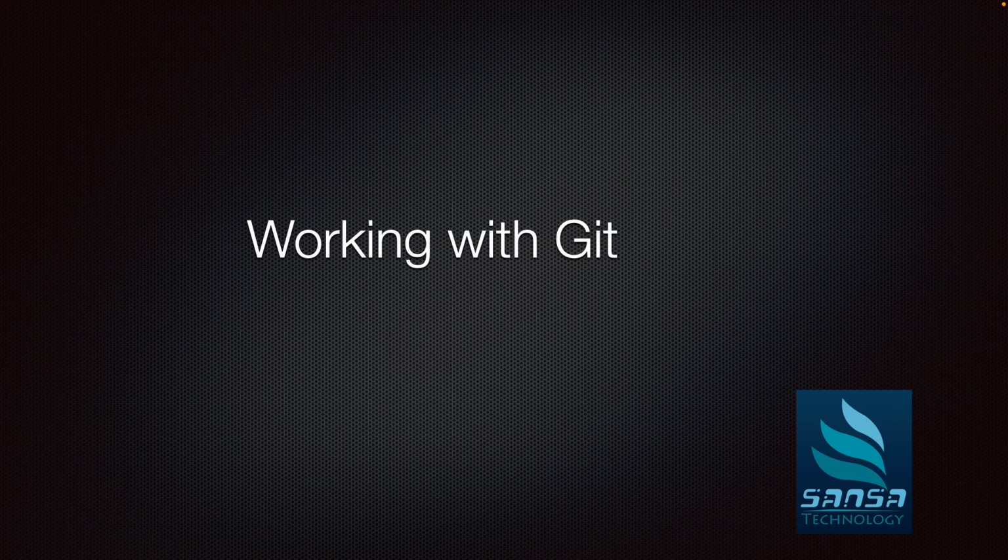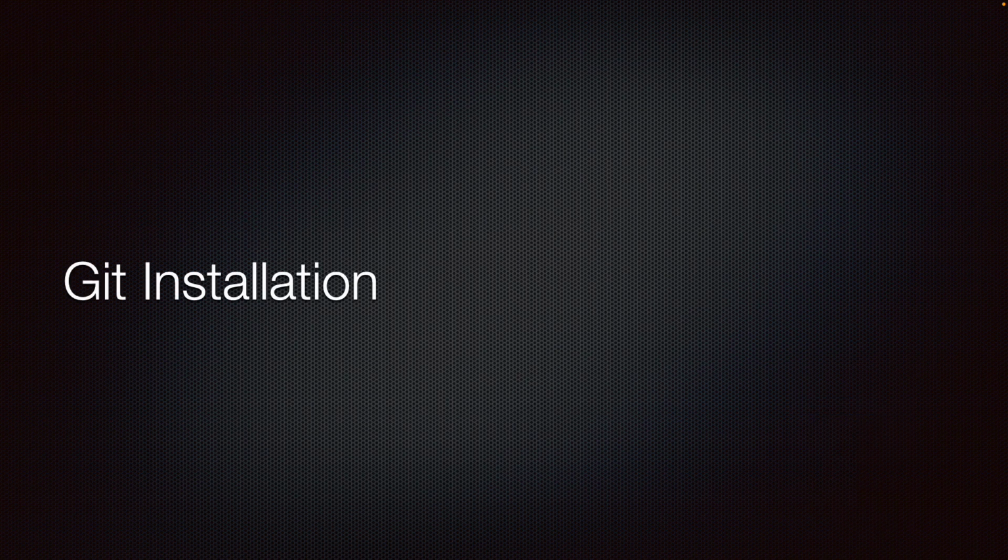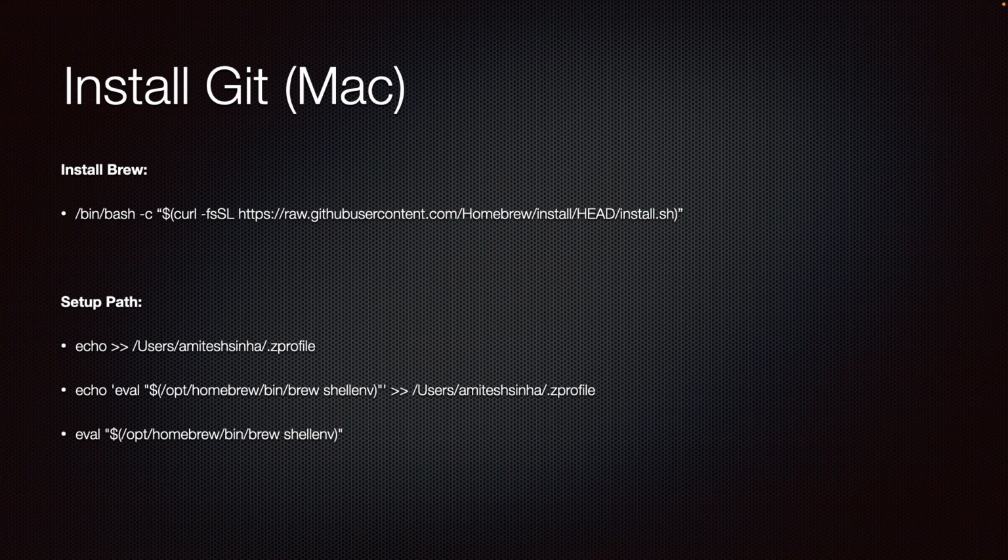Let's talk about working with Git. To work with Git, there are multiple steps. One is installing Git on your computer. Second, setting up your GitHub profile and setting up your SSH keys. And third, working with the Git commands. So the first thing first, let's get the Git installation started.